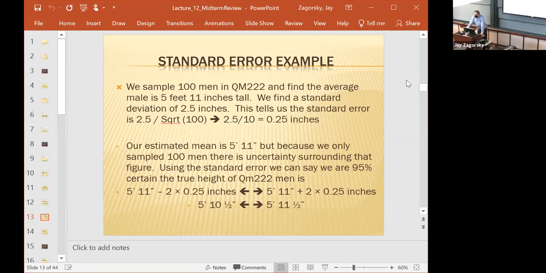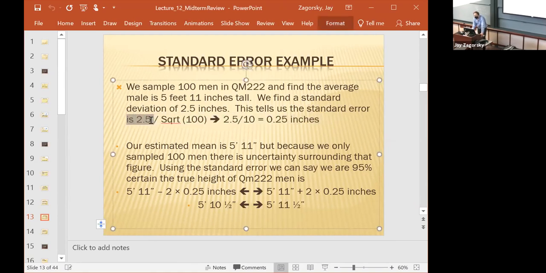We estimate our mean at 5'11", but we only sampled 100 men. So what do we have to do? We figure out the standard error. Standard error is 2.5 inches, which is the standard deviation, divided by the square root of the sample size, which is 10. So the standard error is 1/4 inch. What does 1/4 inch say? 5'11" is my best guess, but I'm not sure that's the true number.